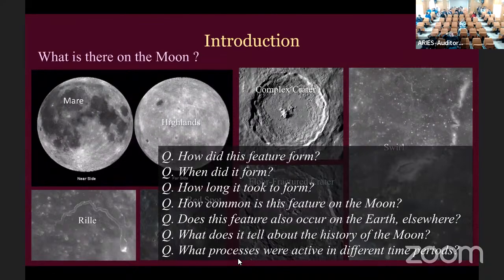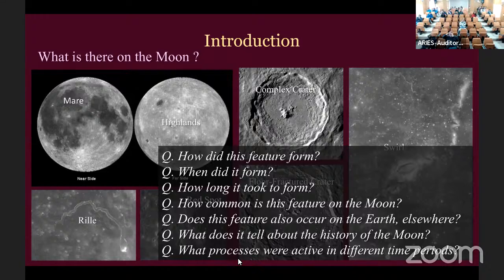Any of these features, you can ask this question: how did this feature form? When exactly in the time frame did it form? How long did it take to form? How common is this feature on the moon? Some of them are very common, like impact craters. Some of them are very few, like red spots.